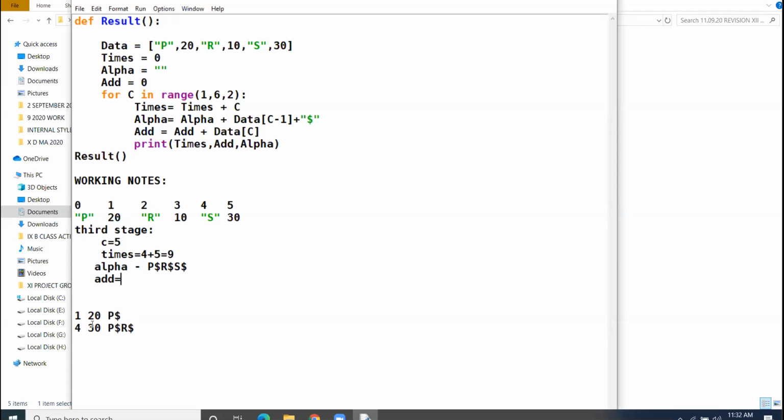Let us shift to the variable add. Add's previous value was 30 plus data of C. The value of C is 5. At 5 we have 30. So it becomes 30 plus 30, which is 60. So the new values are 9, 60, P dollar, R dollar, S dollar.